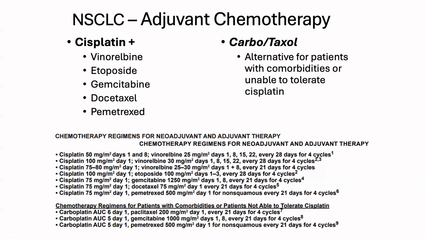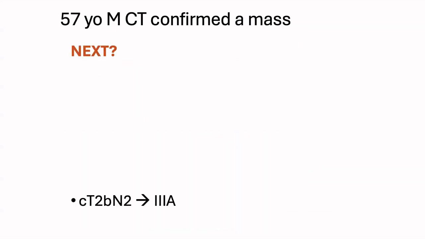So the adjuvant chemotherapy regimens that can be used for patients who are high risk, like those early T1 to T2 N1 patients, or T3 N0 patients, include quite a variety of different regimens, some of which are listed here.